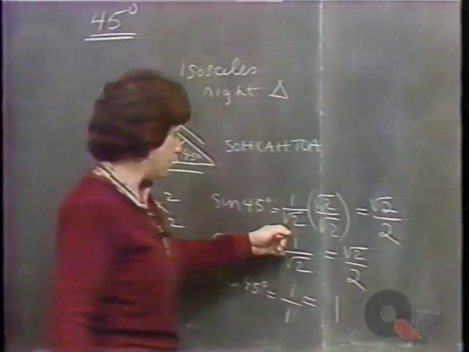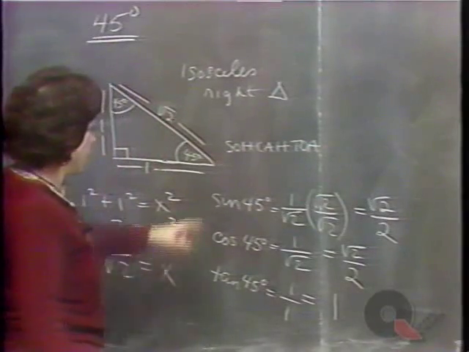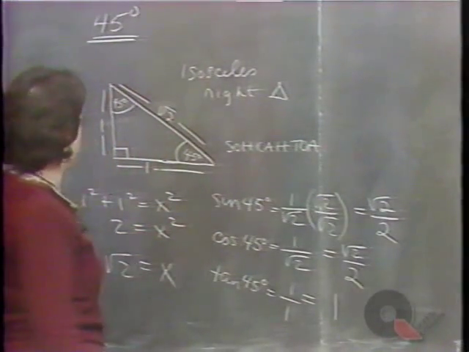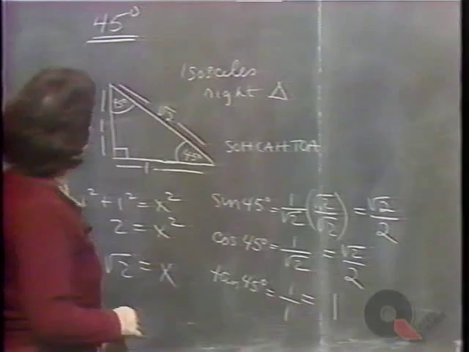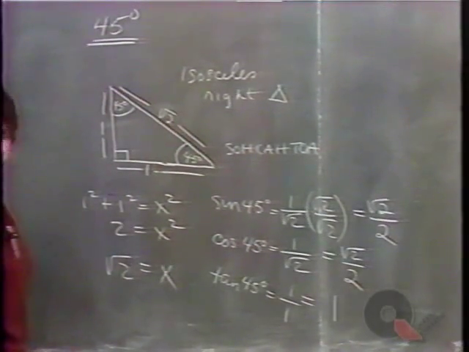Either 1 over the square root of 2 for the sine of 45 degrees, or the square root of 2 over 2. So we have the sine, the cosine, and tangent of 45 degrees. By the way, a 45-degree angle, okay, we can work out the radian measure of such an angle.